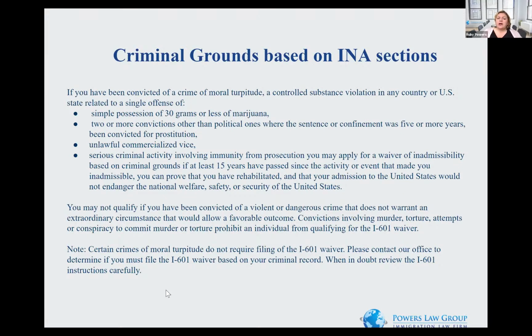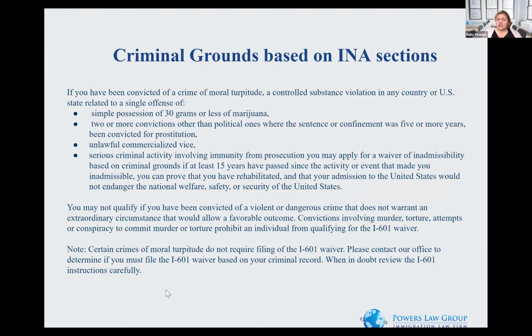So under criminal grounds, you use the I-601 for different reasons. One would be like a simple possession of 30 grams or less of marijuana. The other could be 2 or more convictions other than political ones where the sentence or confinement was 5 years or more. Conviction of prostitution, unlawful commercialized vice, as well as serious criminal activity involving immunity from prosecution. You may apply for a waiver of inadmissibility if at least 15 years have passed since the activity and event made you inadmissible.